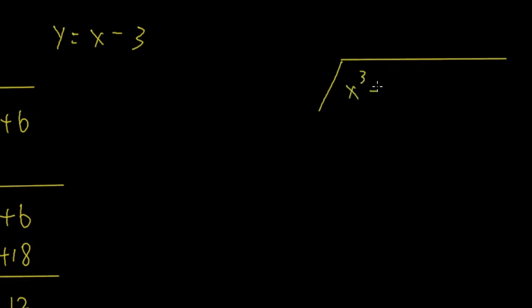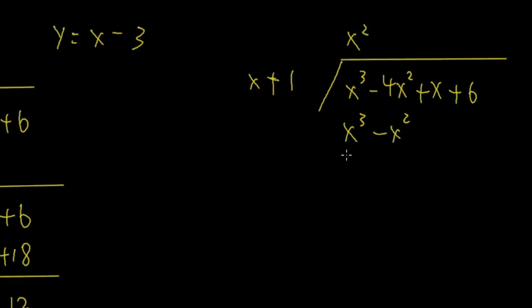X cubed minus 4x squared plus x plus 6 divided by x plus 1. So this will be x squared. Now x times x squared is x cubed plus x squared. Now this will be 0, cancel out. Then this minus this will be -5x squared. Now plus x plus 6.